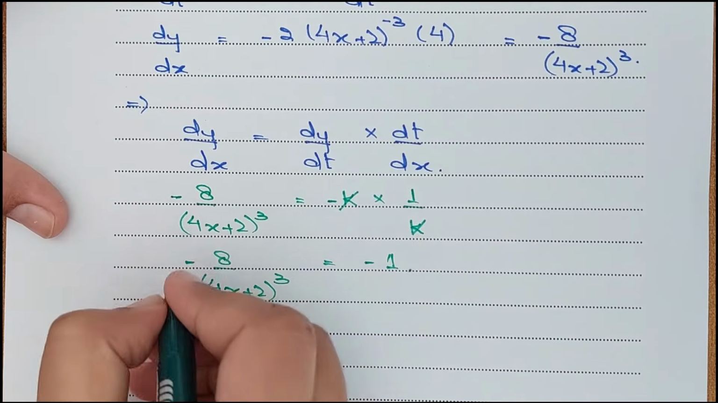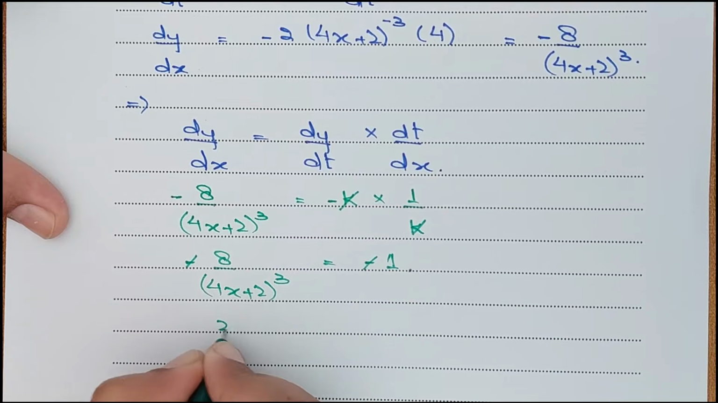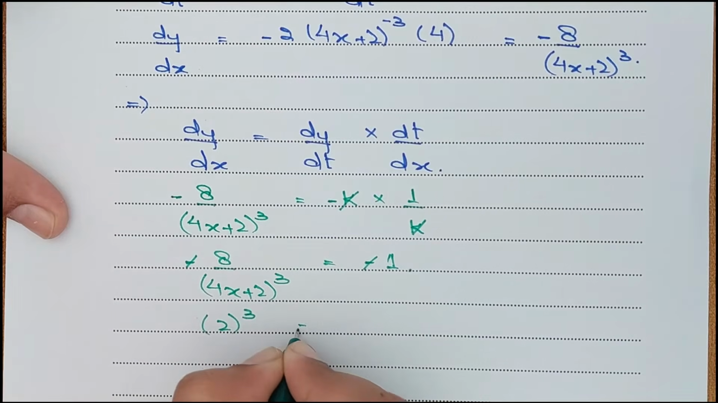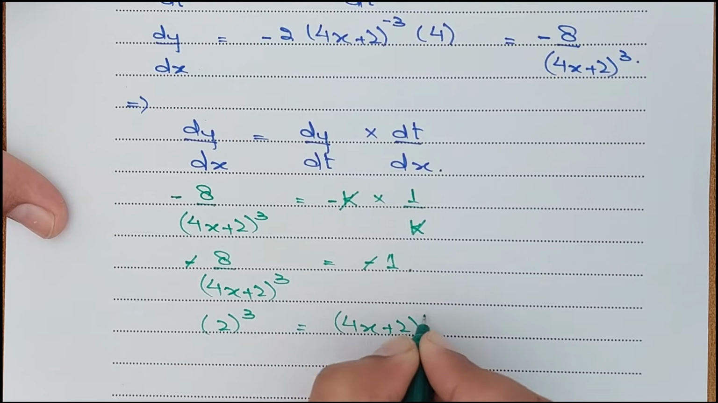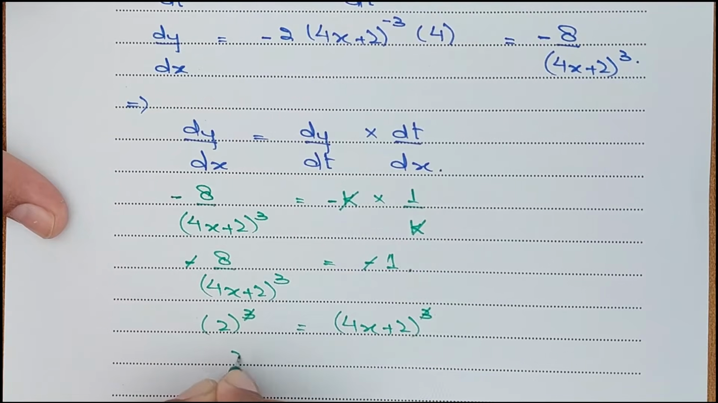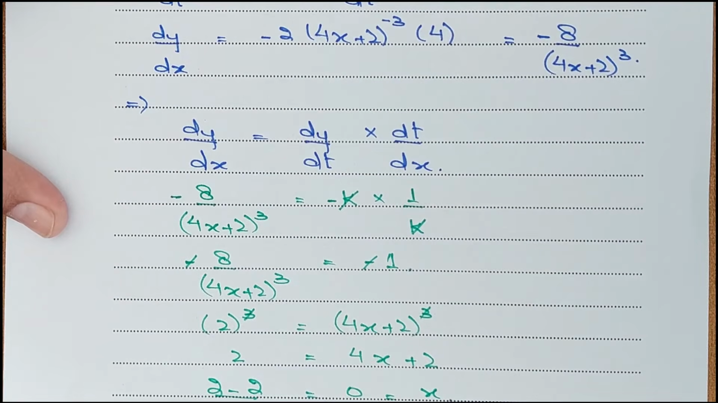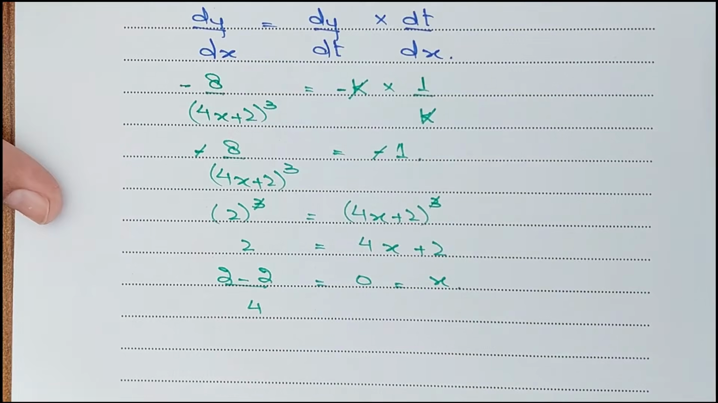So we can cancel the negative sign and do a cross multiplication. So 8 is the cube of 2, and this is (4x plus 2) whole cube. If I take the cube root on both sides, 2 would be equal to 4x plus 2. So 2 minus 2 divided by 4, which is 0. This is x. So we got the x coordinate of A, which is equal to 0.